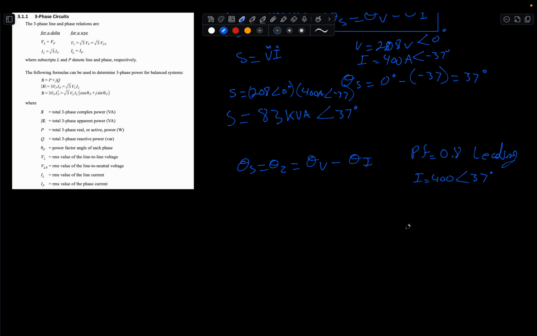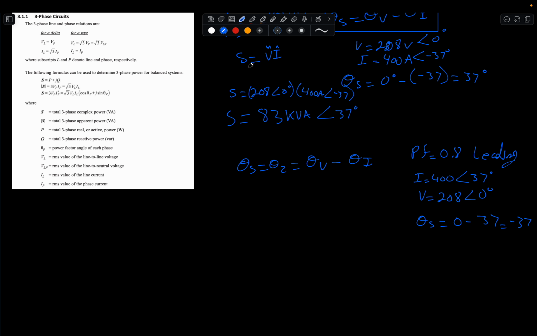Just keep that in mind. Leading is positive, lagging is negative for the current. It's the opposite for the apparent power. And let's confirm this. Once again, we did say that the voltage was 208, which always will be referenced at 0 degrees if not given. So in this case, theta S will equal 0 minus 37. And you can see here it's a negative 37 degrees.